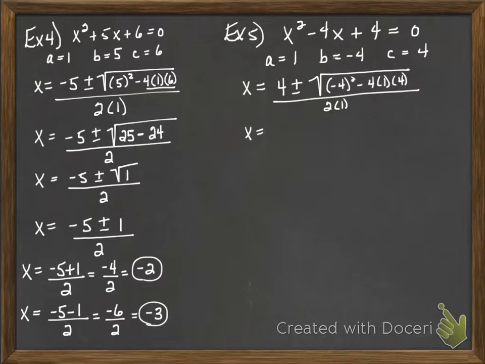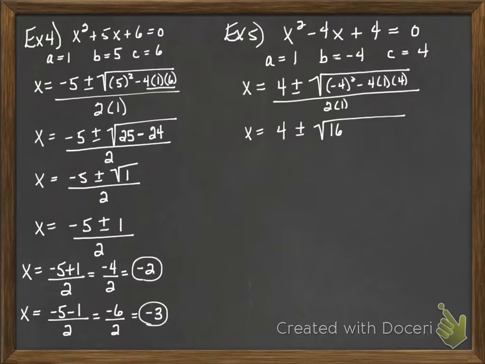Then you're going to go to work under the square root. That's what you're going to do. You're going to attack what's under the square root. You're going to do the exponent first. What's negative 4 times negative 4? 16. Okay? Do you know you're always going to get a positive number when you square something? Even if you square a negative, you're still going to get a positive.